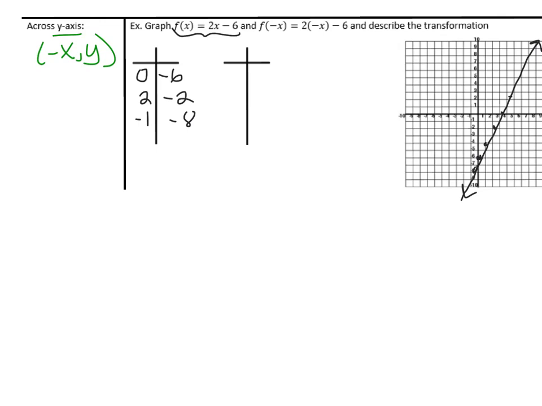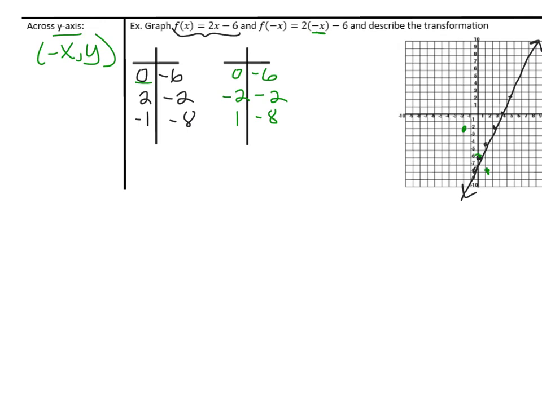Now, the definition for reflecting across the y-axis is we're going to change the sign for all of our x-coordinates. So now the x values will change, but the y values will stay the same. The unique thing about 0 is it's going to stay 0, and that's right on the y-axis. Positive 2, negative 2 will go to negative 2, negative 2. Negative 1, negative 8 will go to positive 1, negative 8. When we plot these 3 points, notice 0, negative 6 stays the same. Negative 2, negative 2 goes over to the left. Positive 1, negative 8 goes to the right.